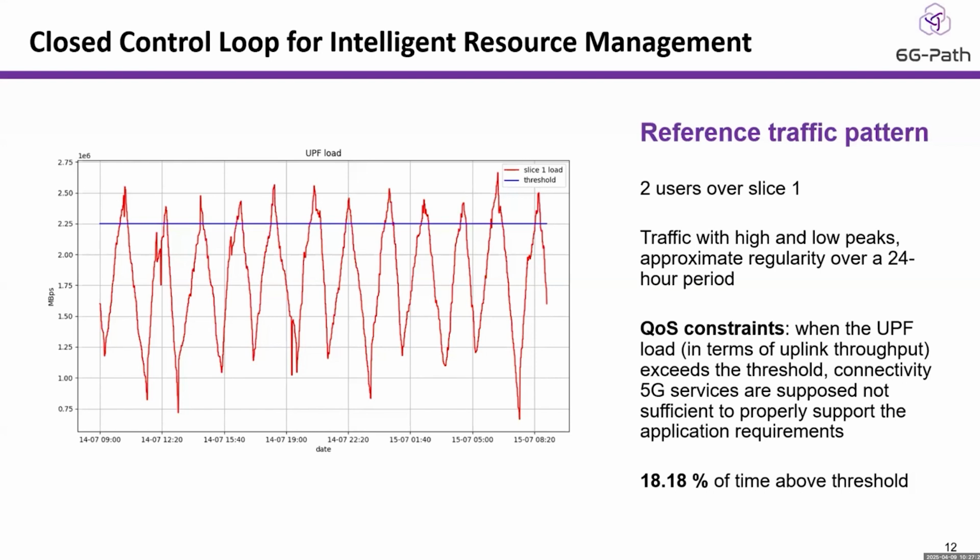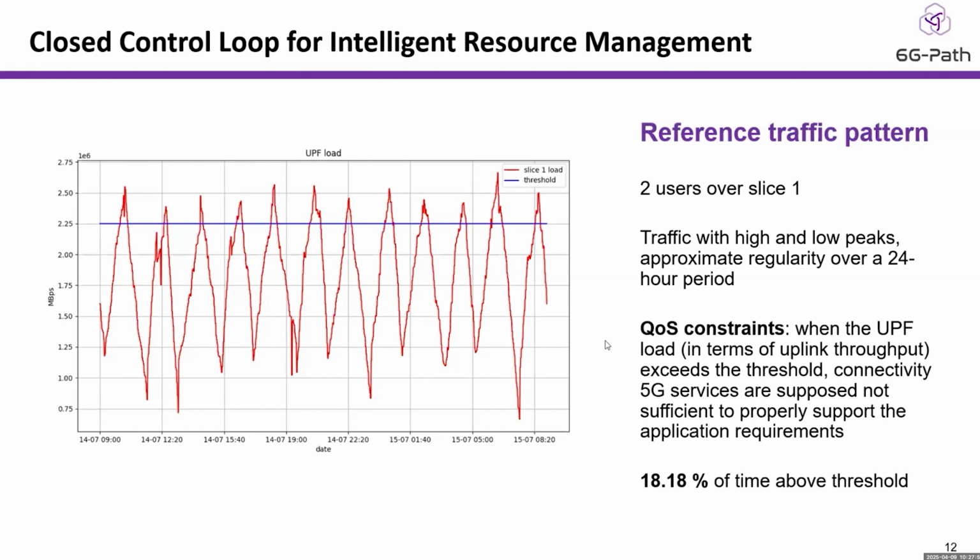And we simply set a threshold, the blue line you can see there, over which we estimate that the UPF is indeed overloaded. If new users were about to come, then the required bandwidth for all users would not be guaranteed anymore. And then we estimated that beyond that threshold, the need for a second UPF is there. And with this reference traffic pattern, around 18% of the time we are above the threshold. So ideally, we would need a second UPF active.